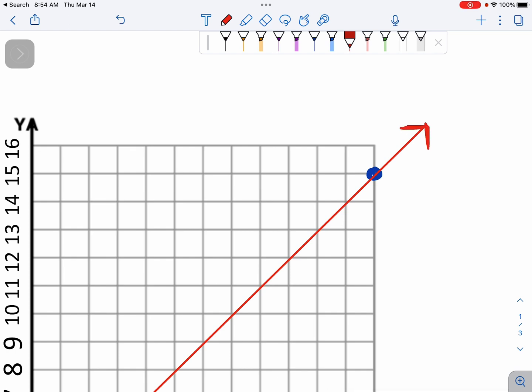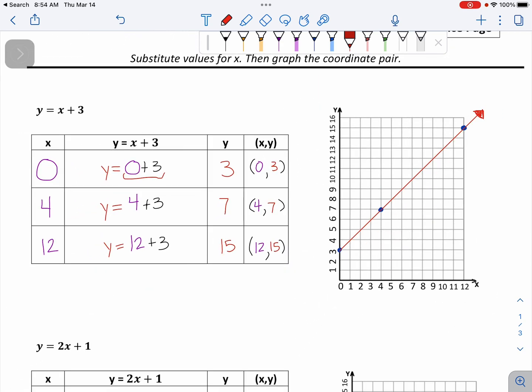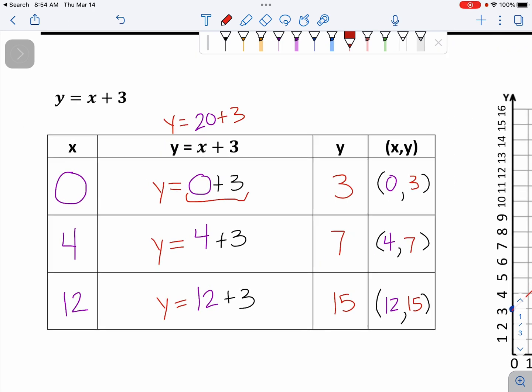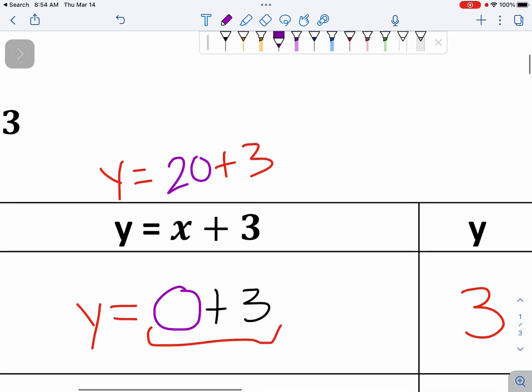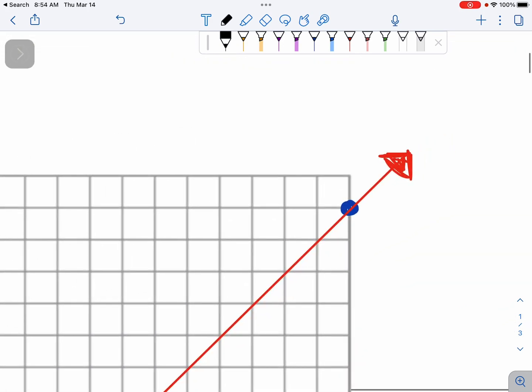Then you add an arrow because you could use this equation for numbers that are bigger than 12 for x. You could put in 20. That would be 20 plus 3. And here's why I had originally said don't copy. It's because I thought it wasn't going to be on the graph, right? So this bottom one, I didn't think 12 comma 15 was going to be on the graph, but I forgot that y went all the way to 16. But if we use 20 plus 3, then we would have the coordinates 20, 23, and you can see that that is not on the graph. That's why you have to have the arrow.